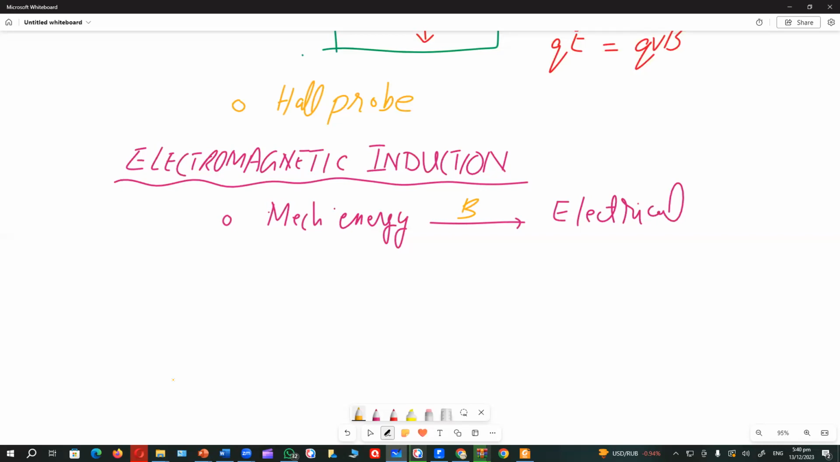Electromagnetism deals with current to magnetism, and electromagnetic induction deals with magnetism to current. The dominating are two laws. One is called Faraday law. This is a very dominating law of this chapter.